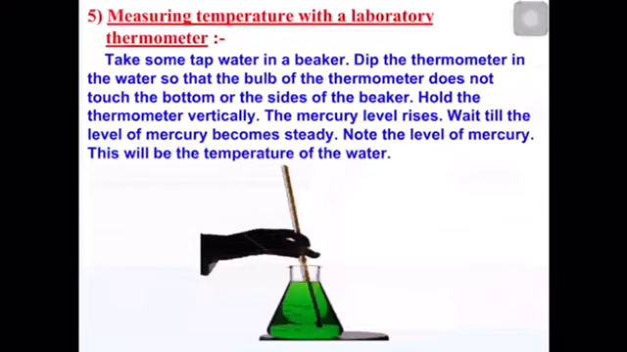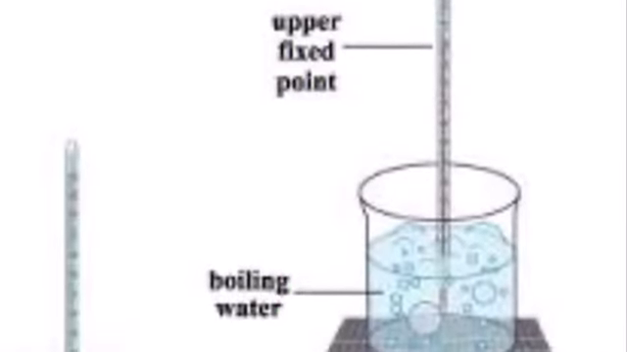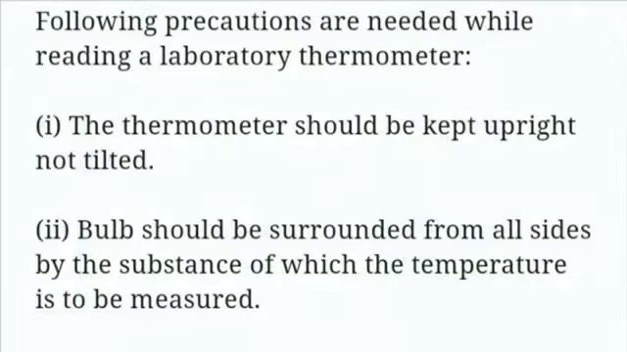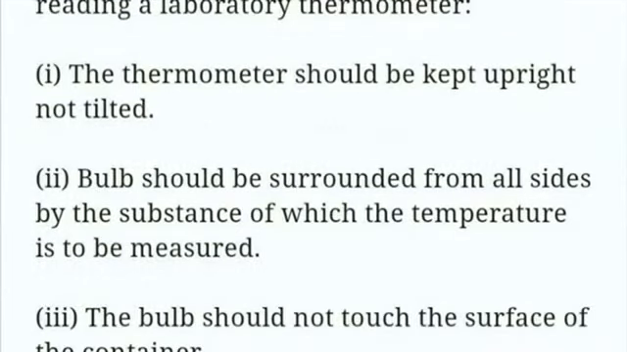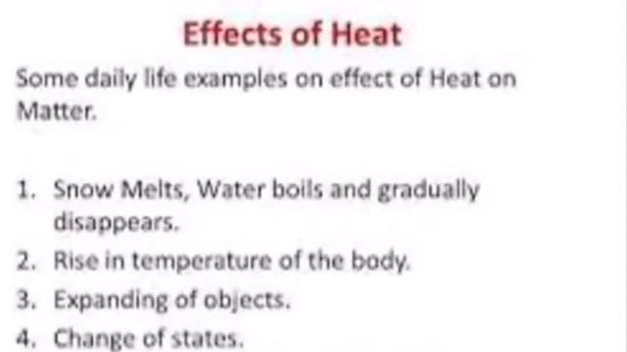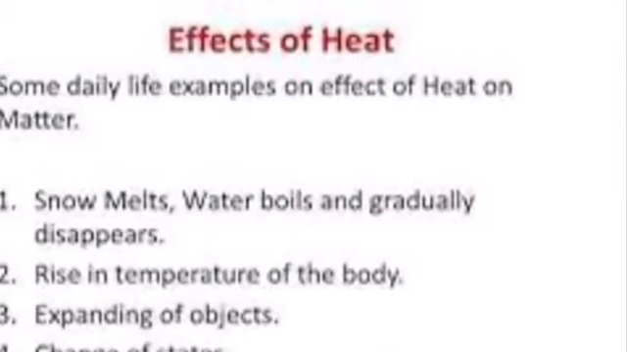Take some tap water in a beaker. Dip the thermometer in the water so that the bulb of the thermometer does not touch the bottom or sides of the beaker. Hold the thermometer vertically. The mercury level rises. Wait till the level of mercury becomes steady. The bulb should be surrounded from all sides by the substance whose temperature is to be measured.